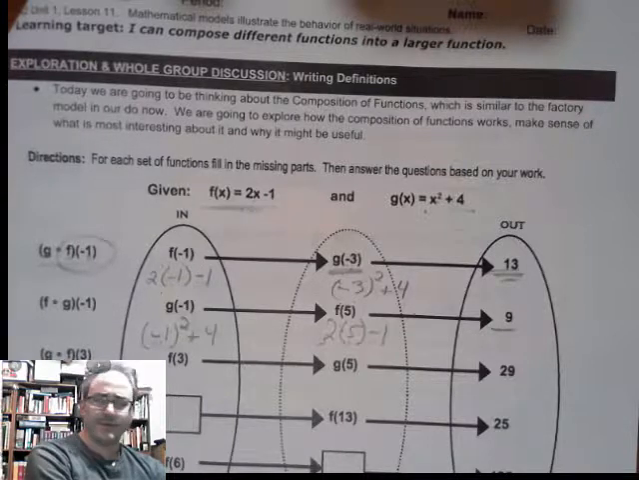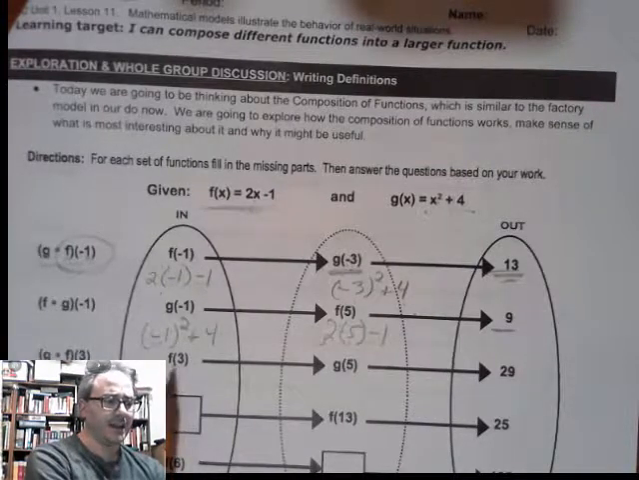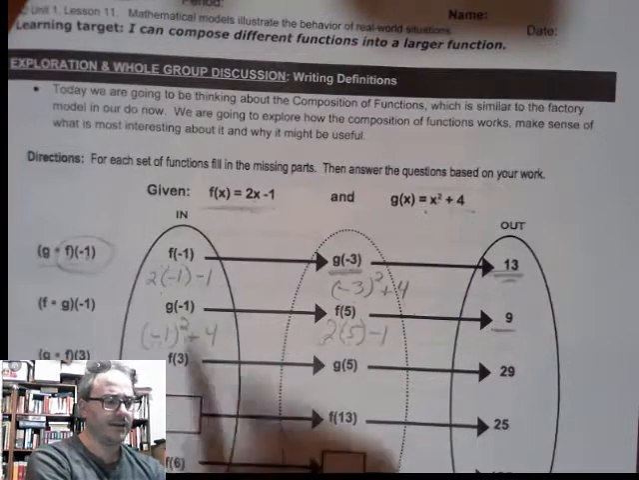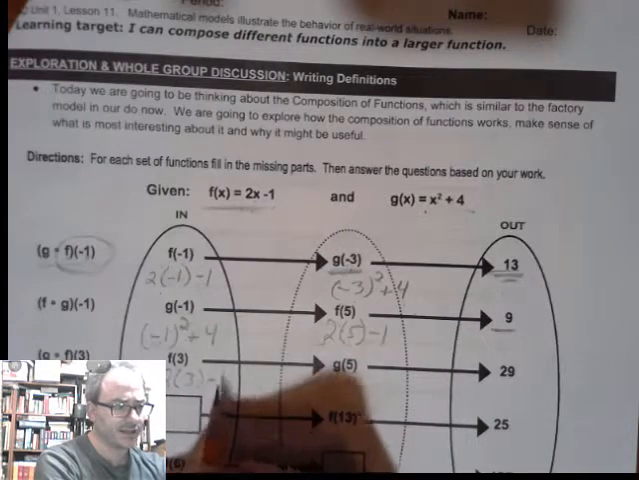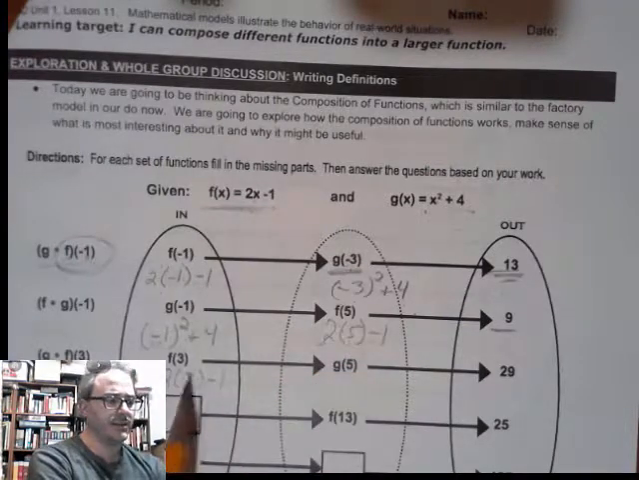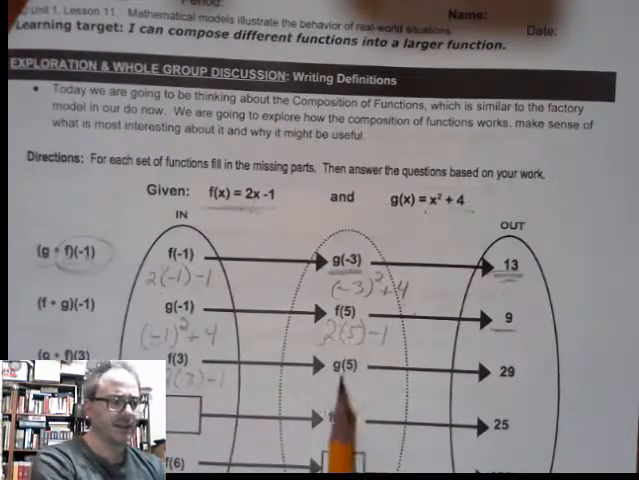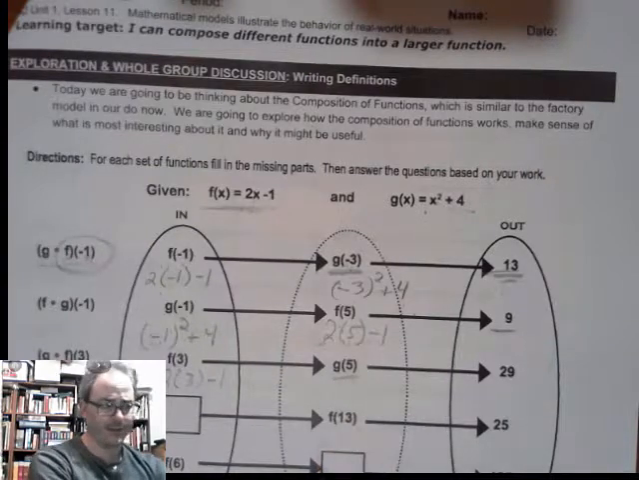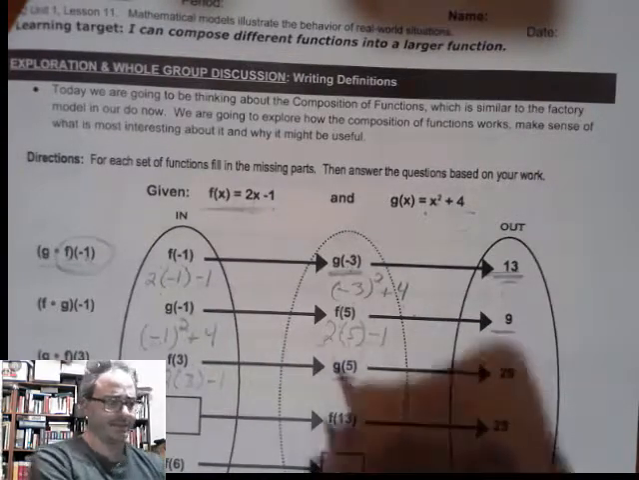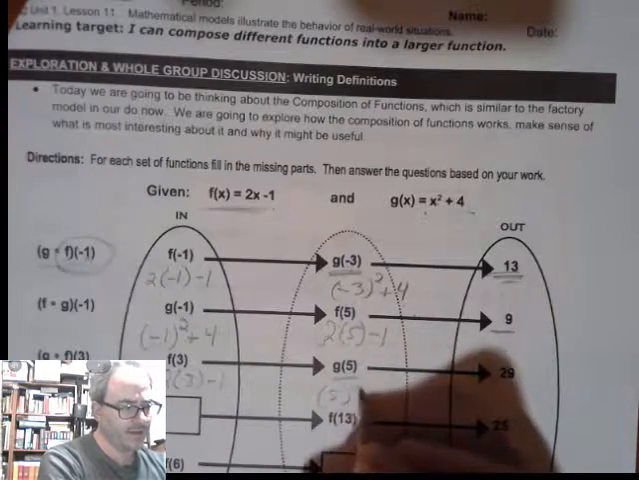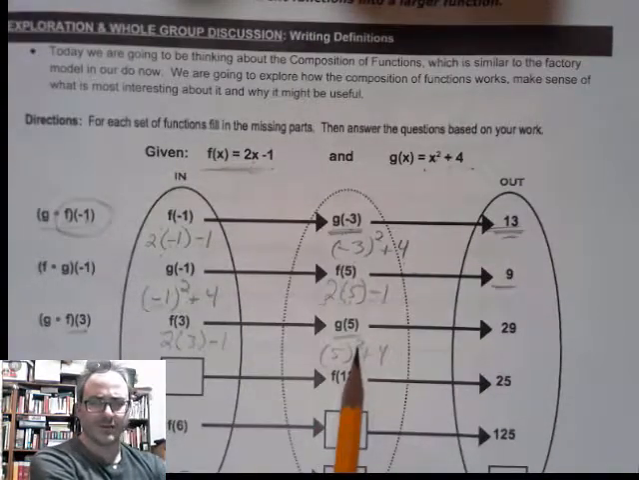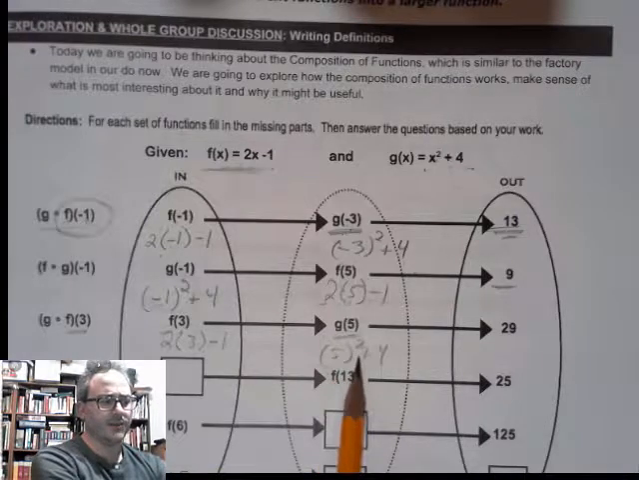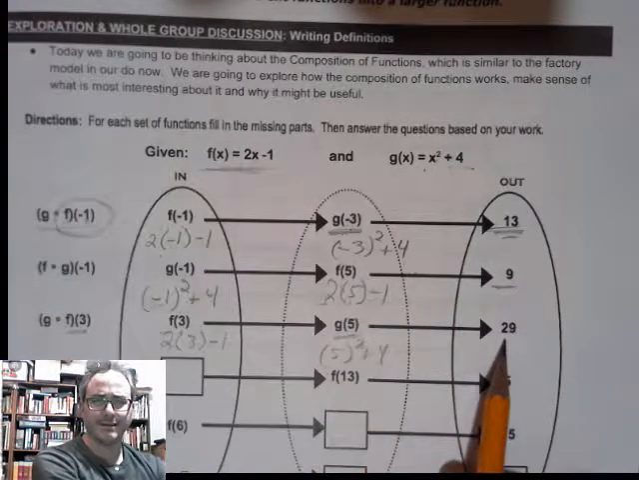So the g of f of 3. I'm going to plug 3 into my f of x first. The f of 3 is 2 times 3 minus 1. 2 times 3 is 6. 6 minus 1 is 5. I plug 5 now into my g of x. 5 squared plus 4. 5 squared is 25, that's 5 times 5. 25 plus 4 is 29.